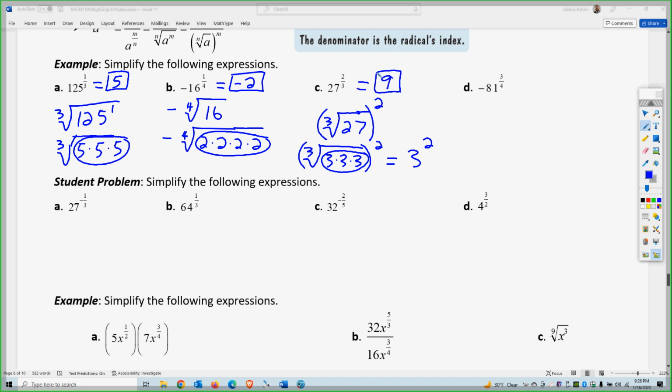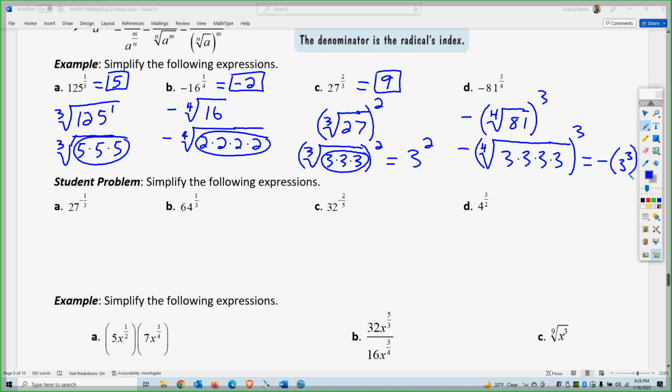Okay, last one. This is negative fourth root of 81 to the third power, right? Because the exponent only applies to the 81. So the fourth root of 81 is 9 times 9, which is 3, 3, 3, 3. 9 times 9 is 81, correct? This gives me negative 3 to the third, because there are 4 of these. 3 to the third is 27, so this is negative 27. Okay, pause the video, try the student problems for yourself.